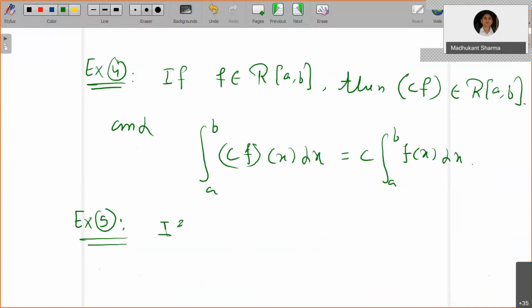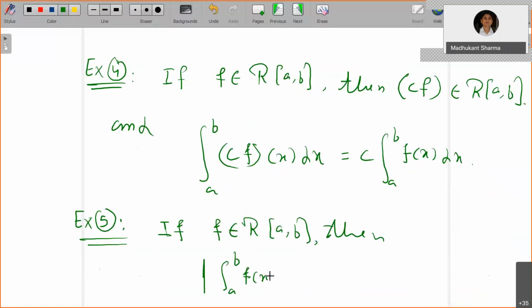So if f is Riemann integrable, then you can show that the modulus of the integral from a to b of f of x dx is less than or equal to the integral from a to b of mod f of x dx. So these are all immediate exercises, where you have to play with the lower and upper Darboux sums.